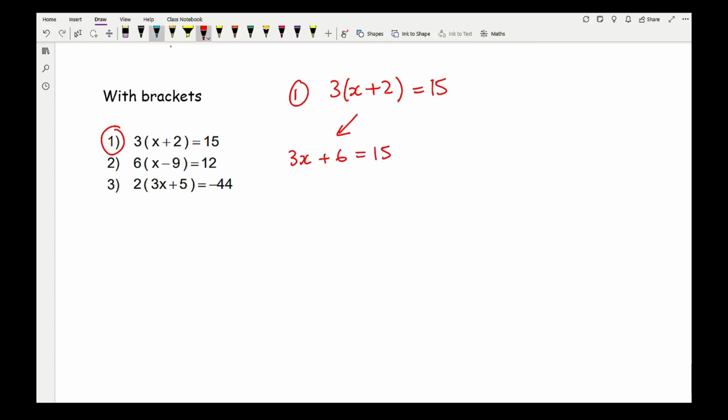The other way is to think about, let's get rid of this 3 and take the 3 over to the other side by dividing by 3. And again, you still end up with the same answer.